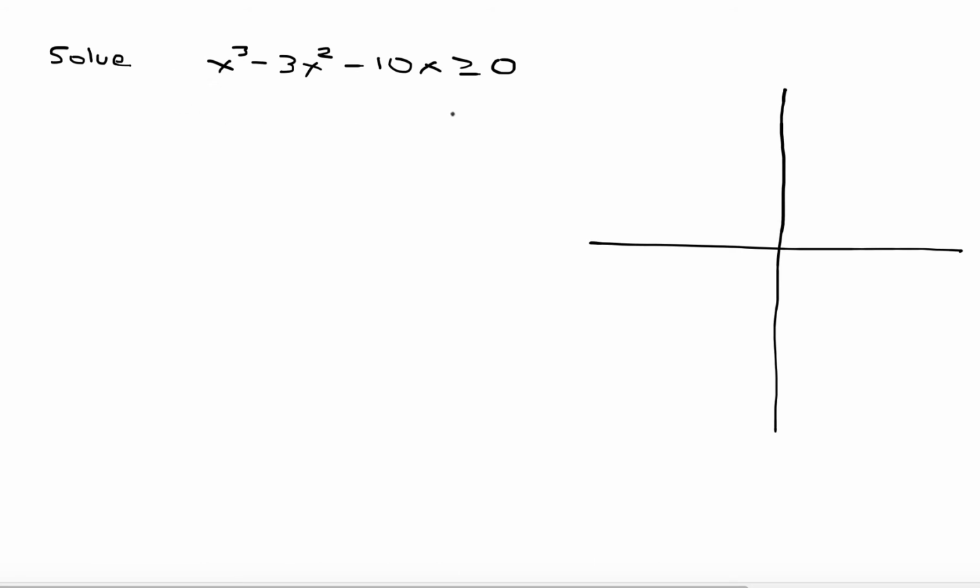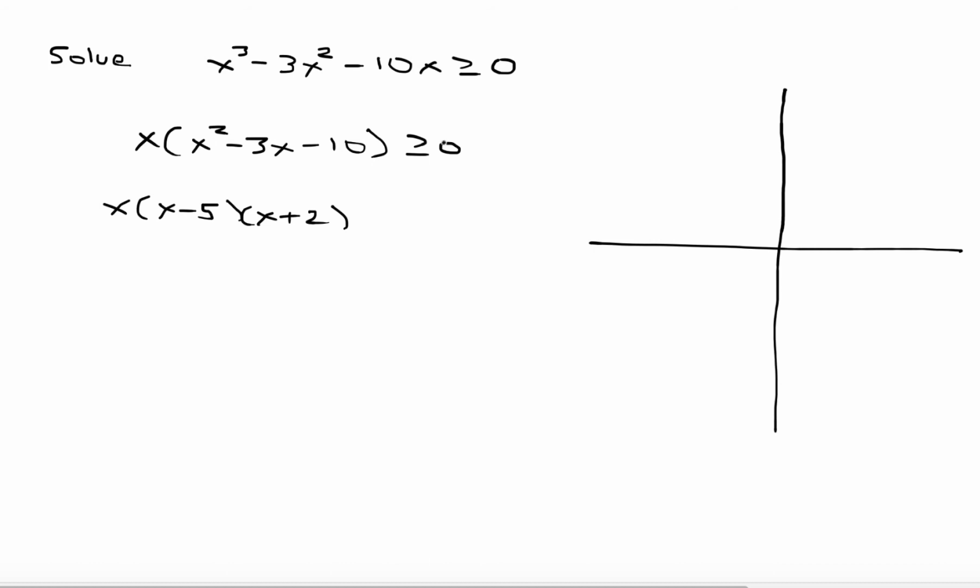It's a third degree polynomial, so we know what the end behavior should look like. But how are we going to find the x-intercepts? Well, we'll just factor. First thing we should do is factor out the x. So we get x times (x squared minus 3x minus 10). Then we should be able to factor this quadratic, which is (x minus 5) times (x plus 2).